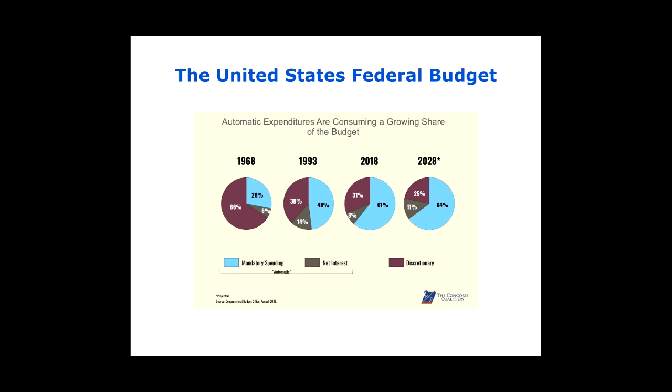The amount of mandatory spending has increased dramatically over the years. It was about 28%, and now it's in the mid 60s. So about 65% of the spending is mandatory, meaning that 35% of the spending is discretionary.